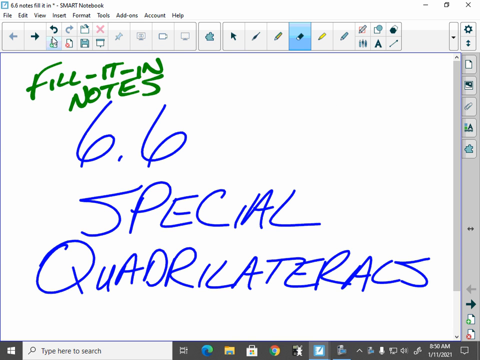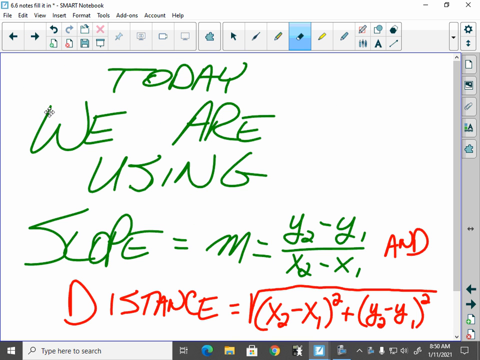So here we go. Today we're going to be using slope. So there's the slope equation, and we're going to be using the distance equation. There's the distance equation. You're welcome. Next.